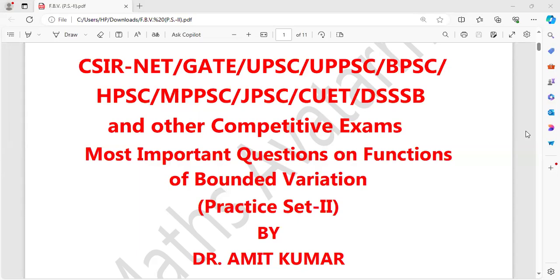So, today we are going to see the second practice set on functions of bounded variation. These are most important questions.